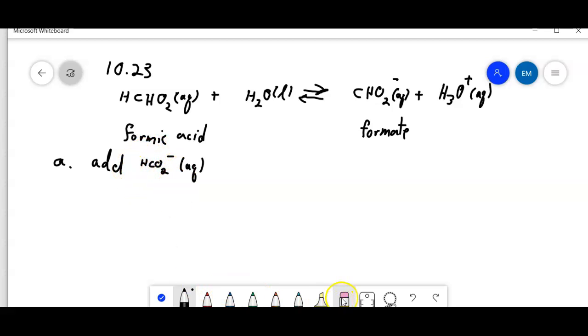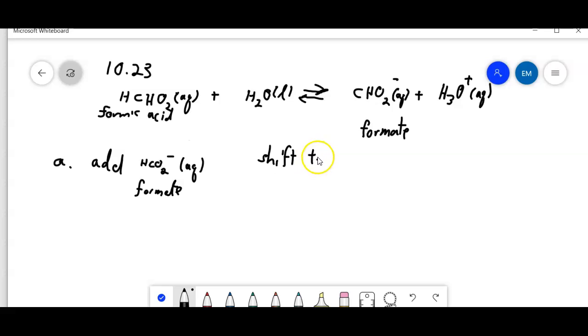But the formate, you add formate. Let me, I already told, let's put the formic acid up here so it's not too close to the formate. This is formate here. It's a product. You're adding product to an equilibrium process. So you're going to shift this to reactants.